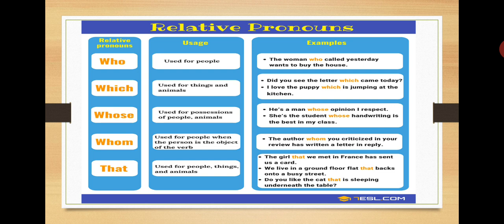We live in a ground floor flat that backs onto a busy street. Do you like the cat that is sleeping underneath the table? So this is all about the relative pronouns.